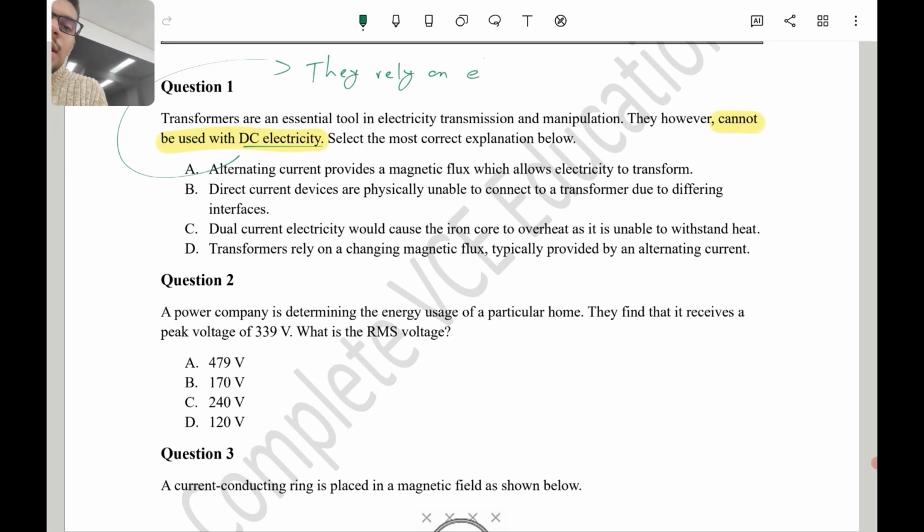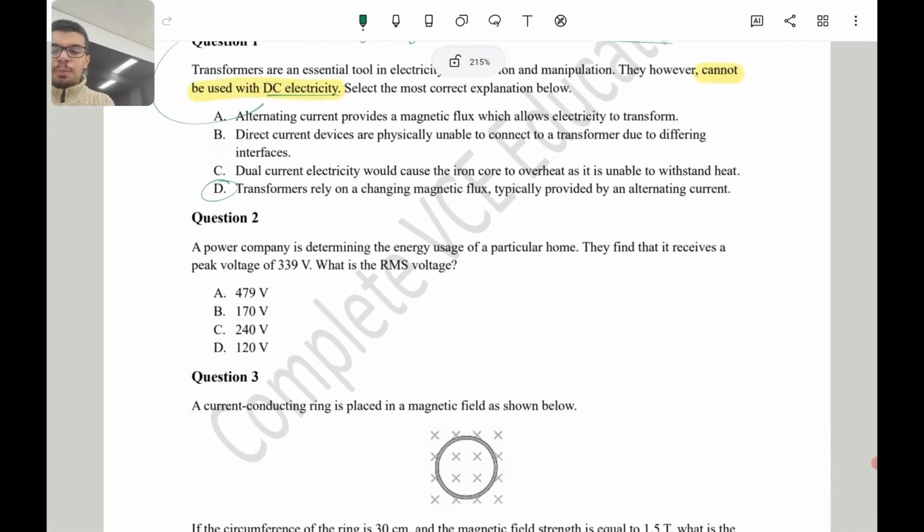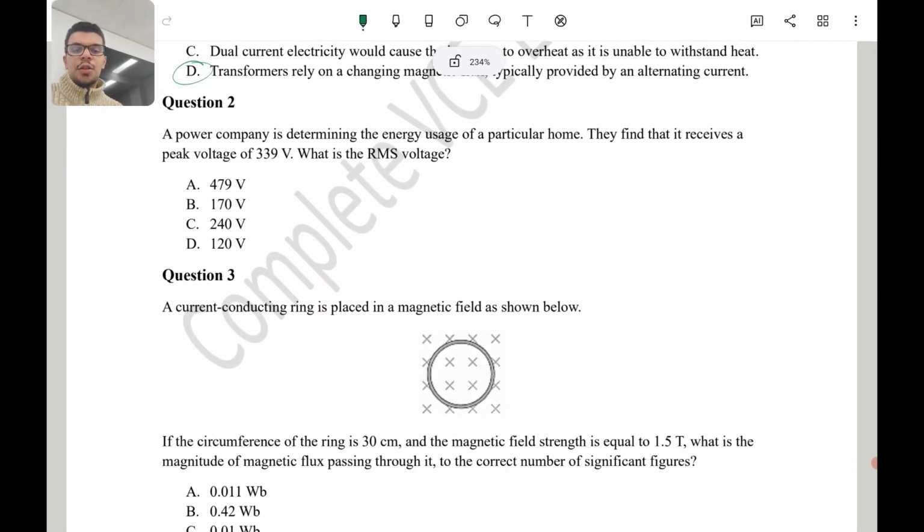on electromagnetic induction to function, right? So if there's no change in the current, then there won't be any change in the magnetic flux, and therefore you won't have any induced EMF. So in this case, let's see which option correctly describes this. So option D, transformers rely on a changing magnetic flux, typically provided by an alternating current. That would be correct.